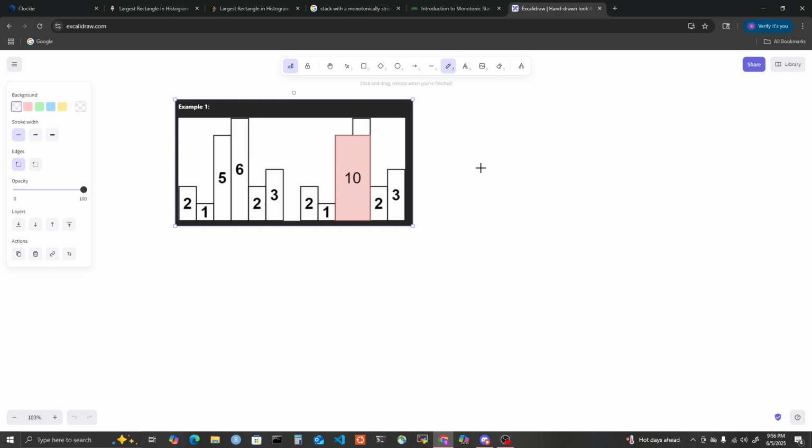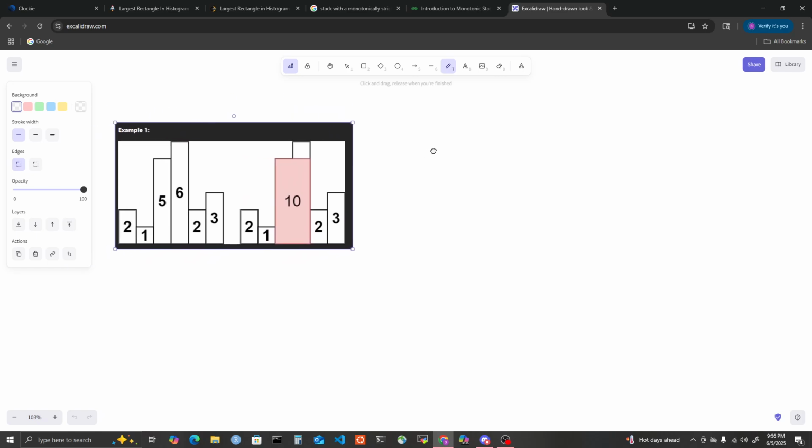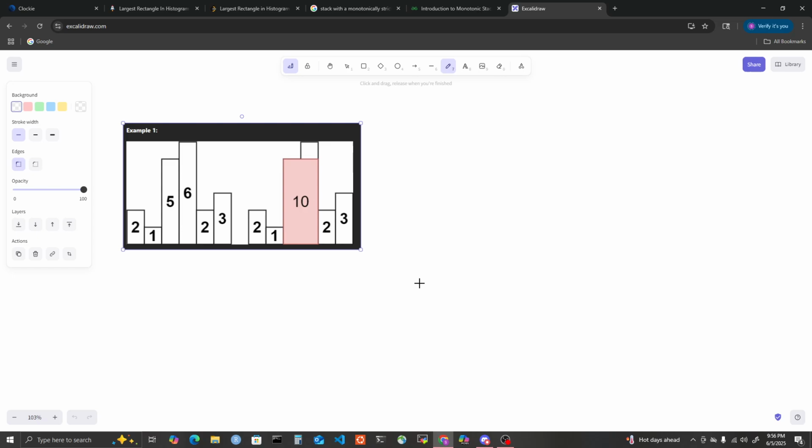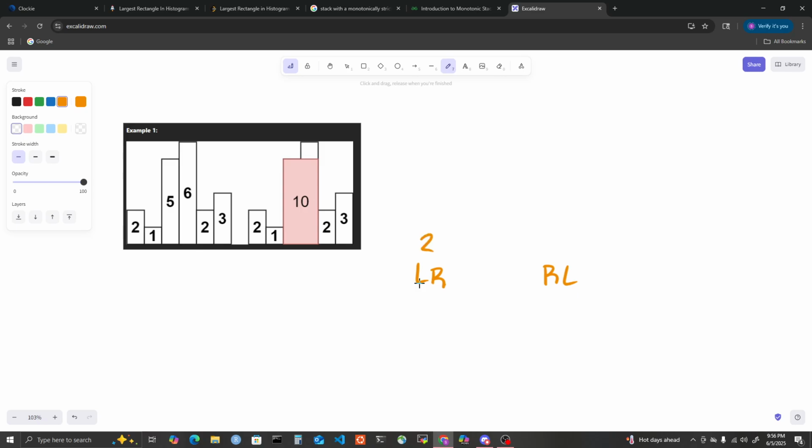Okay, so we're gonna have LR and RL monotonically increasing. So we have 2, 1, 5, pop it, 5, 6. We have 2.